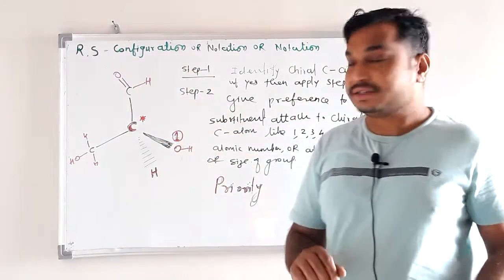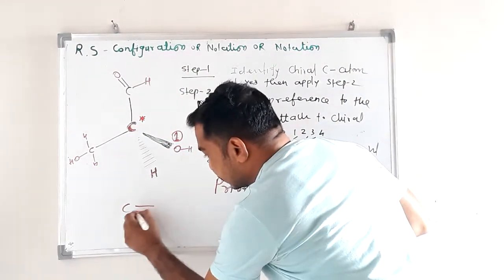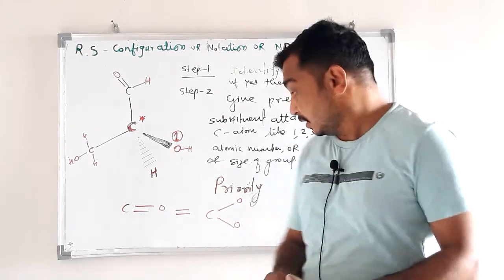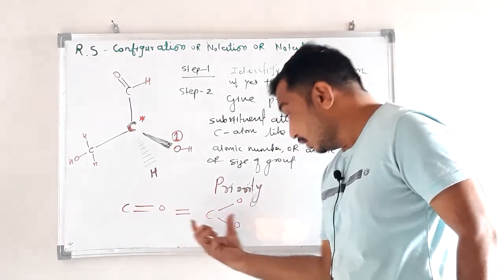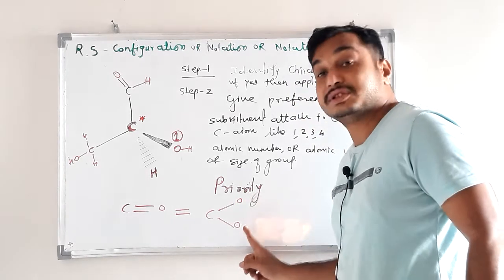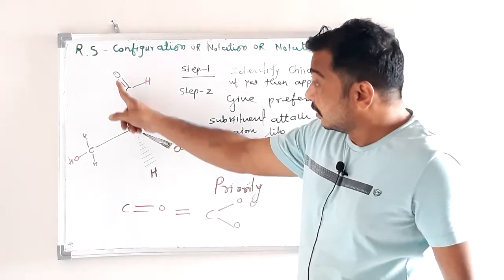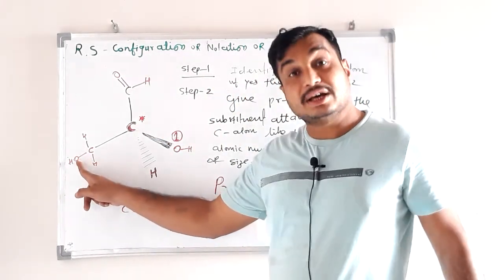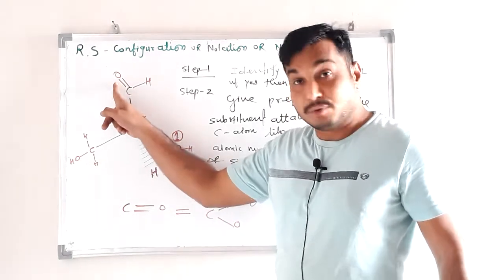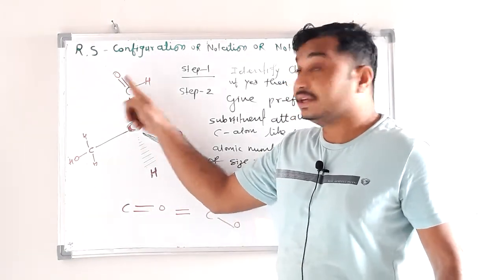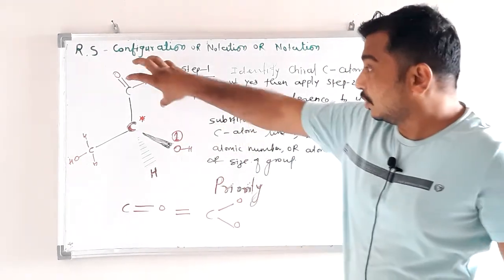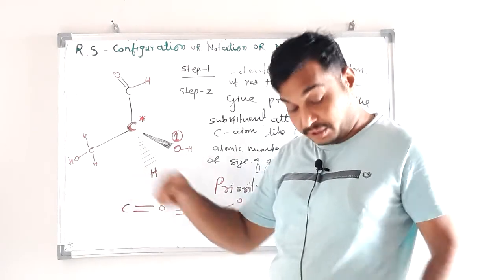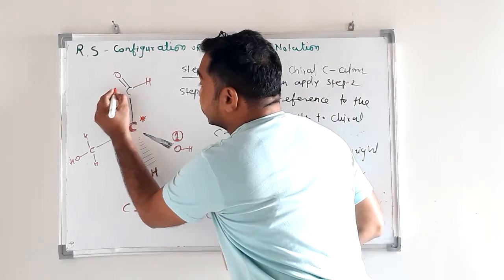Actually, in this nomenclature, a carbon-oxygen double bond is equivalent to the carbon being attached to two different oxygens. So this carbon is like attached to 2 different oxygens. Here the carbon is attached to a single oxygen because it is a single bond, and here it is a double bond. So this carbon is bigger in size. So the aldehyde group is bigger than the primary alcohol group CH2OH. So definitely the next preference goes to this carbon.